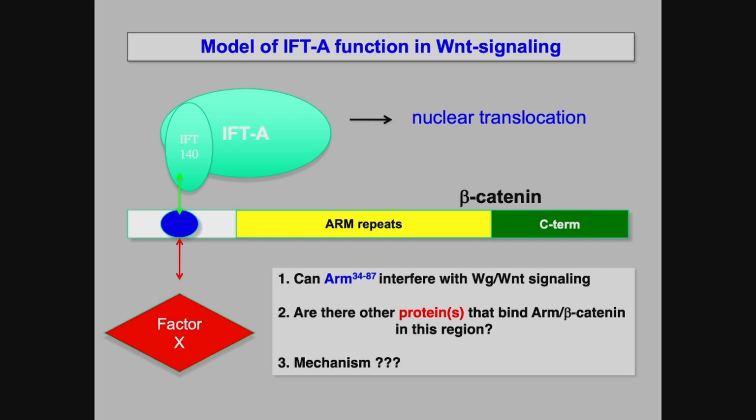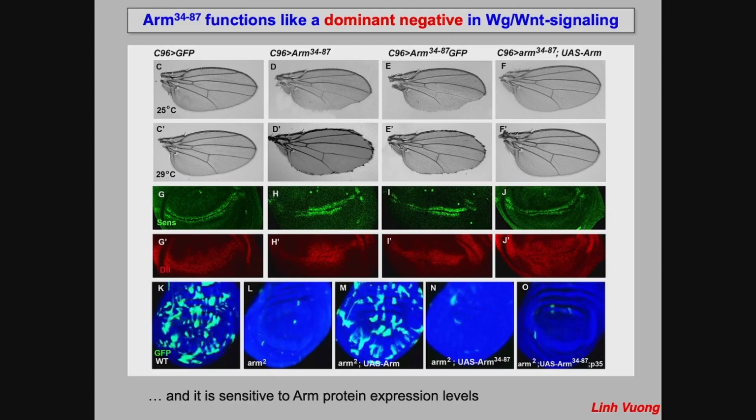Point number 2, because we think there might be a factor X, there could be other proteins binding to the same fragment in the beta-catenin protein. And the third question is, so we think it moves along microtubules. Does it really? What's the mechanism? So I'll give you quick answers to all 3 of them.